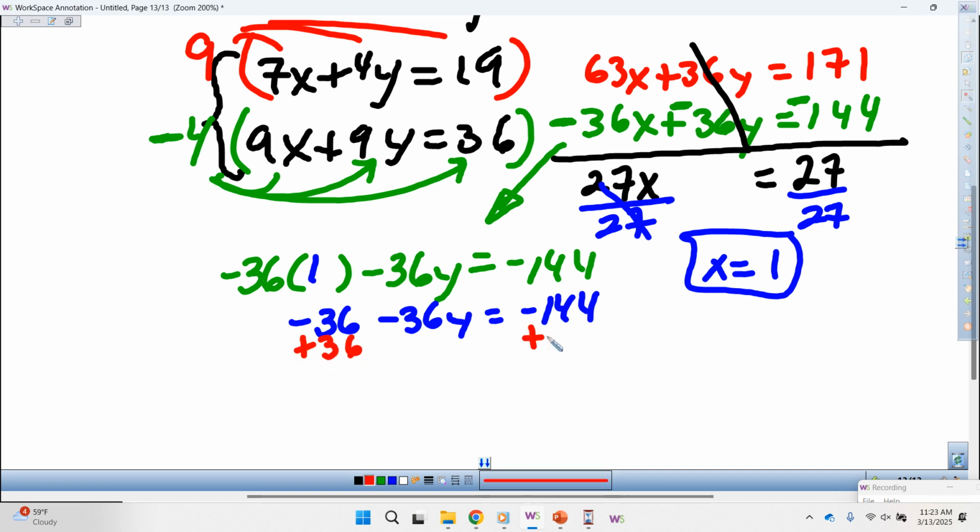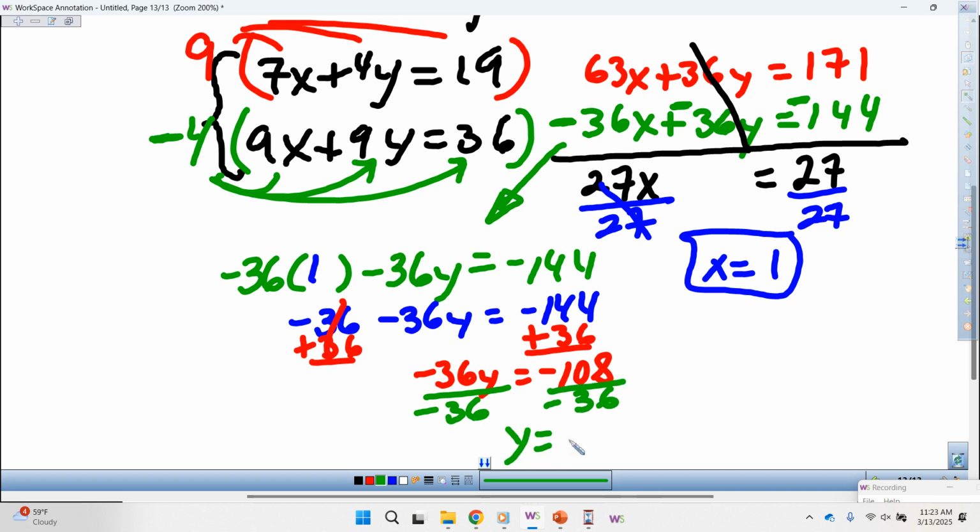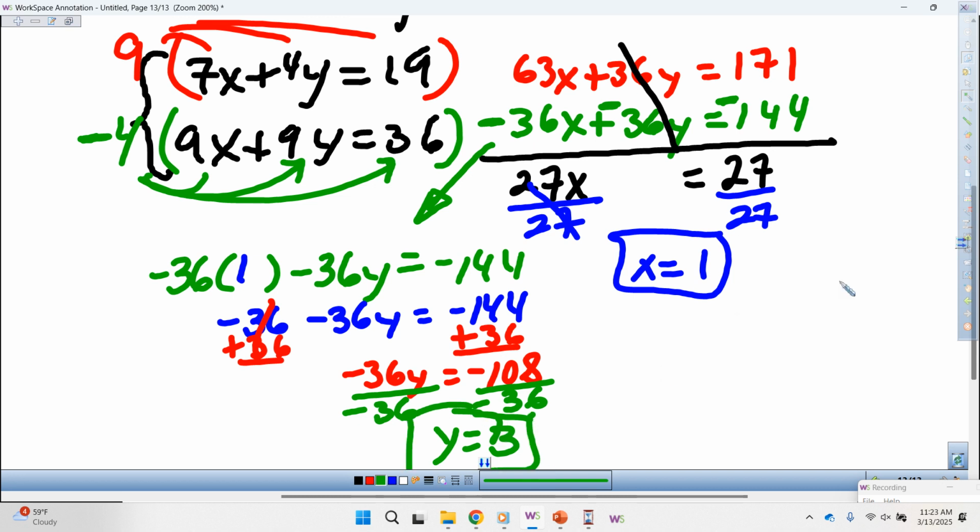Plus 36, plus 36, negative 36y equals, let's see, 144 negative and 36 positive, that gives me negative what? 108. And last but not least, divide by negative 36, divide by negative 36, y equals 3. y equals 3.